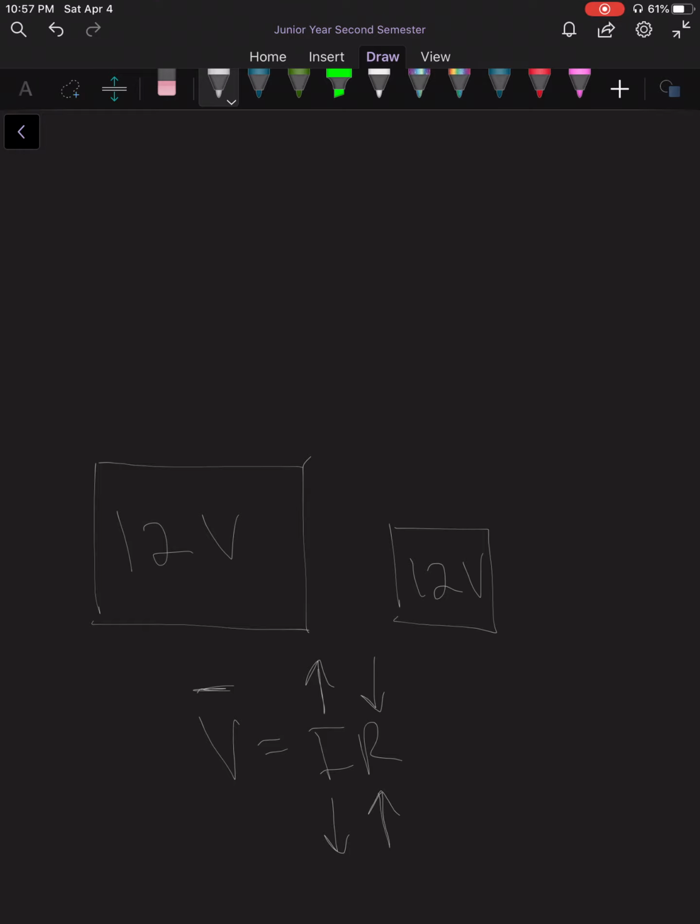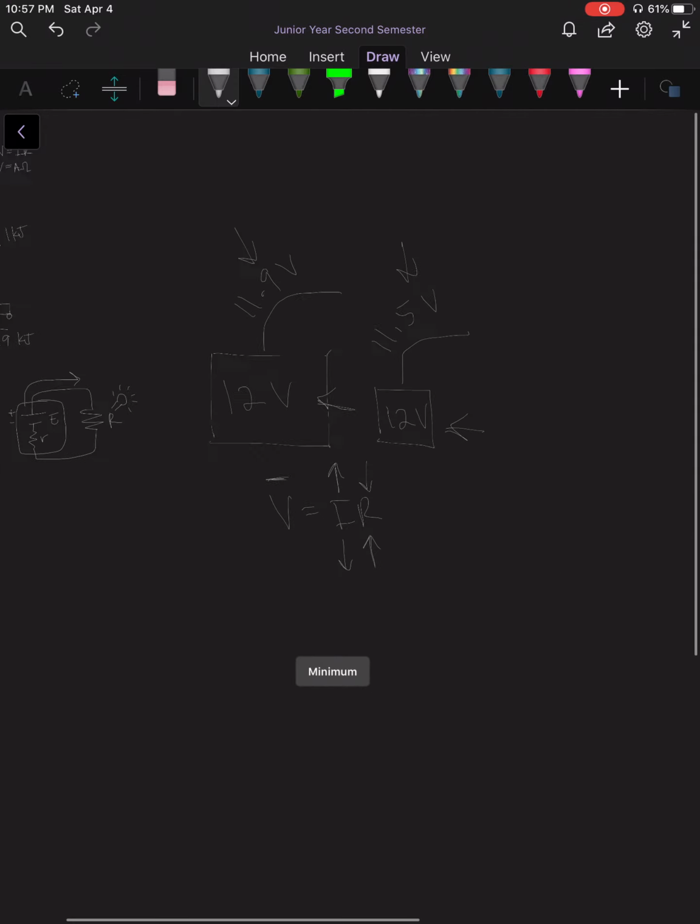So if this were being supplied to power a circuit, this might have like 11.9 volts being supplied to the system, whereas this one might only have like 11.5 volts. So again, this is the EMF, this is the EMF, this is the terminal voltage. So the terminal voltage is what's actually being supplied to the system again.